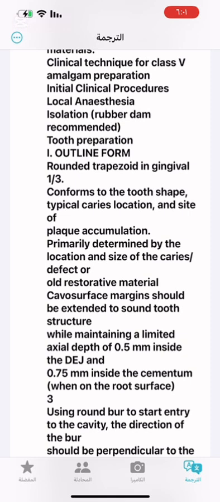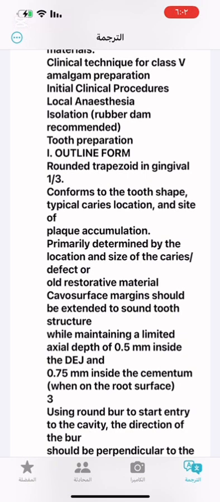This is the typical caries location and site of plaque accumulation, primarily determined by the location and size of the caries defect or old restorative material. Cavosurface margins should be extended to sound tooth structure while maintaining a limited axial depth of 0.5 mm inside the DEJ and 0.75 mm inside the cementum when on the root surface.